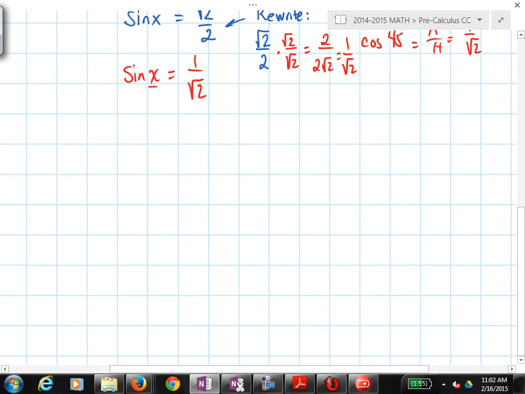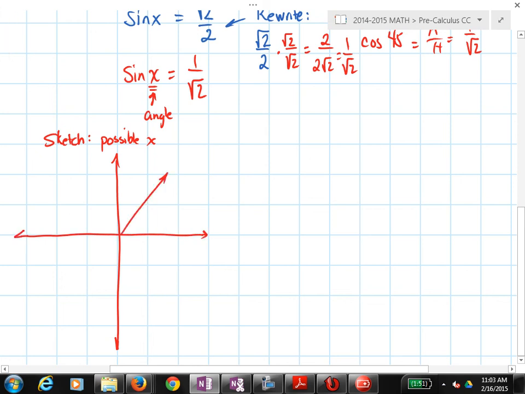If I have sine of x, this is my angle. I don't know where this is, so I'm going to sketch the possible x locations. So x could be here, x could be here, quadrant 3 or quadrant 4. Let's sketch triangles associated with each one of these. X could be here, the reference angle on these other ones, and label opposite 1, hypotenuse square root of 2.